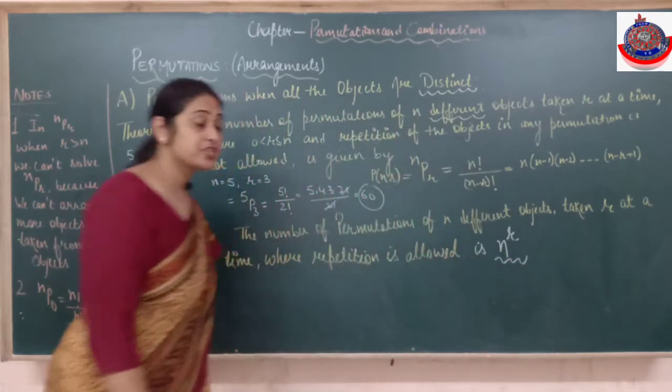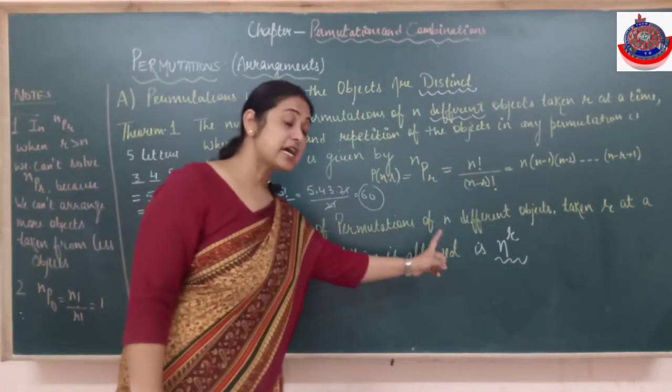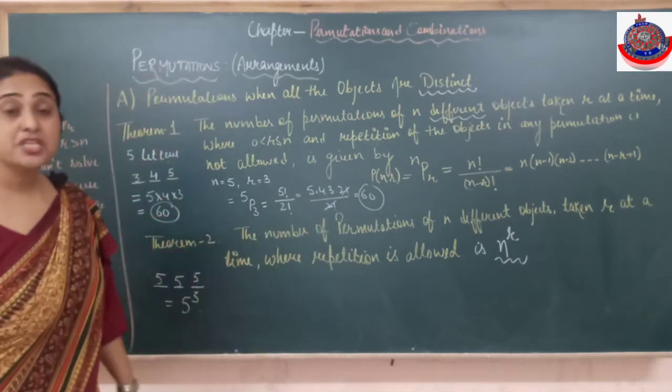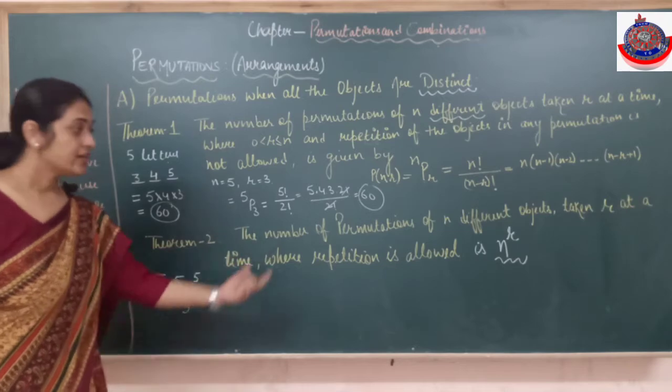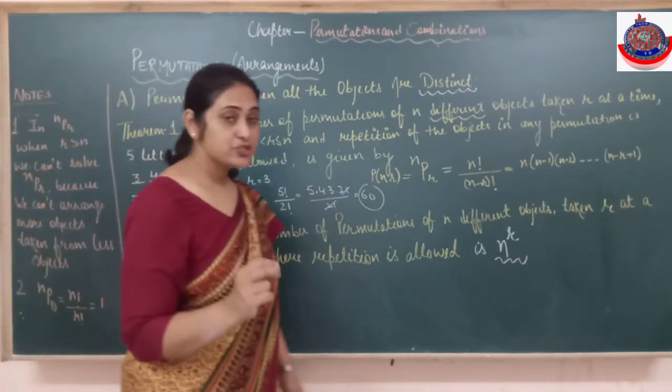The number of permutations of n different objects taken r at a time, where repetition is allowed, will be n raised to power r. What is n? 5. What is r? 3. So n raised to power r. Is it clear, these two theorems, to everyone?